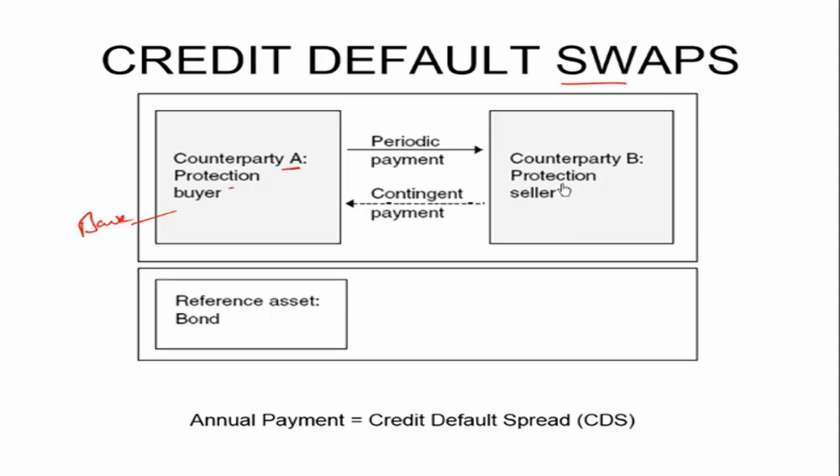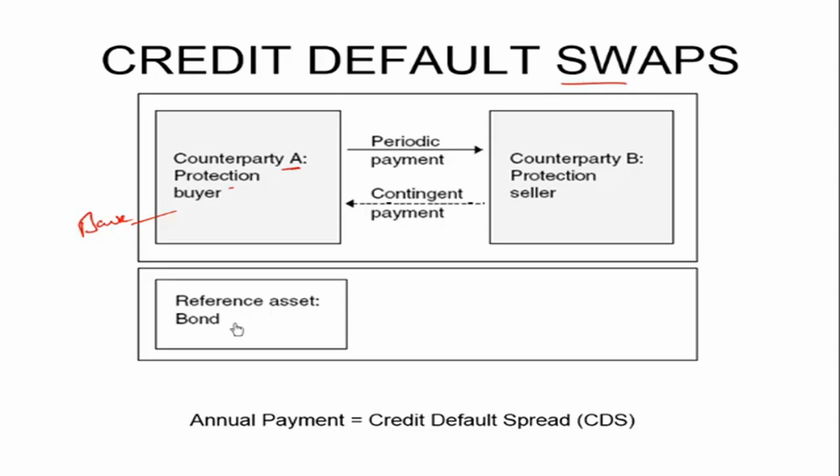Counterparty B is the protection seller. He is the one who is willing to assume incremental credit risk in exchange for a periodic payment. So the protection seller receives a periodic payment and guarantees a contingent payment in case of default on a reference asset. This reference asset can be a corporate bond, or any sort of debt that has the risk of default or the risk of a credit event.